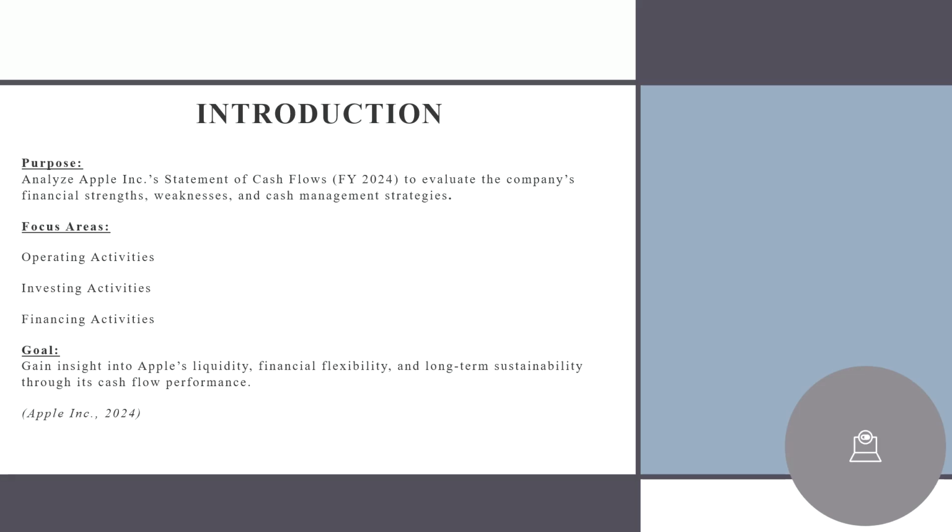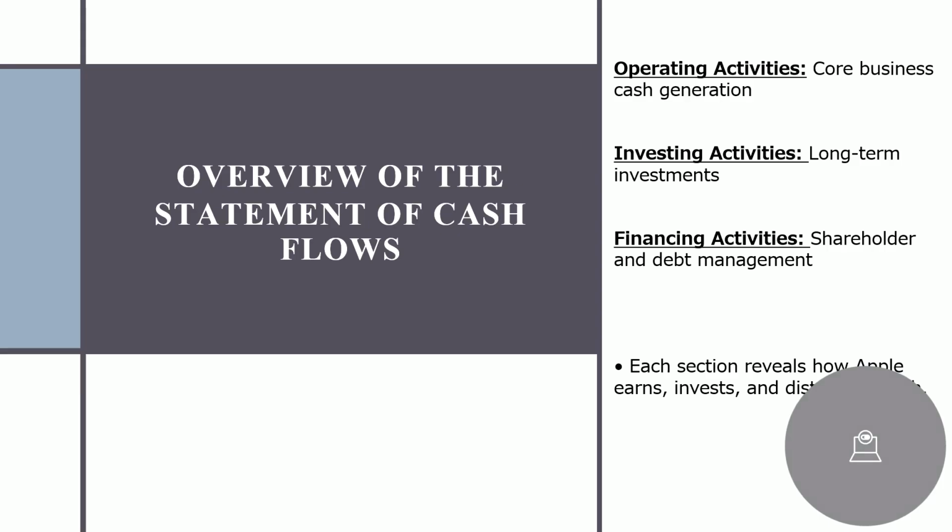The three areas of focus are operating, investing, and financing activities. These are three key sections of the statement of cash flows. This slide provides an overview of the three main sections of Apple's statements of cash flows, which together present a complete picture of how the company manages its cash resources.